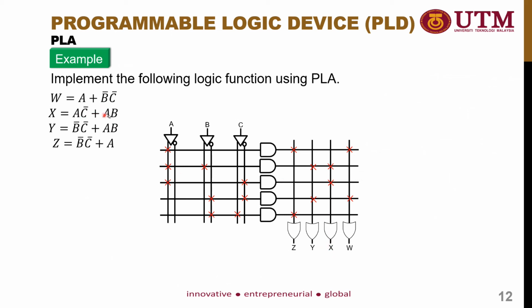Okay, so A C bar plus AB. For AB, A is connected and B is connected, and both are connected to the AND gate. The AND gate will be connected directly to the X output. So this is AB, and this is A C bar, plus. So you can directly program your own logic circuit by using PLA, because it has a programmable AND array and a programmable OR array. You can simply program your PLA circuit.